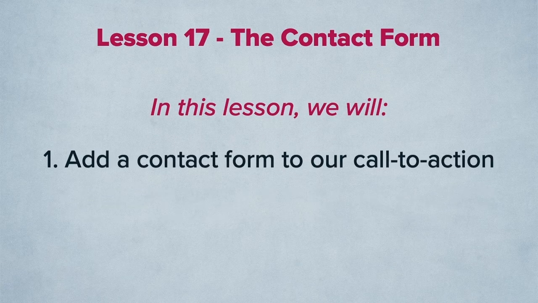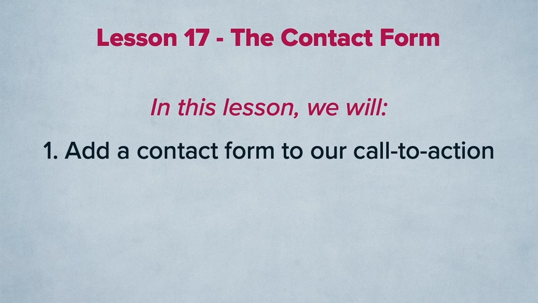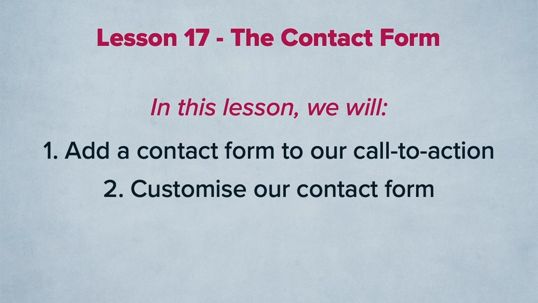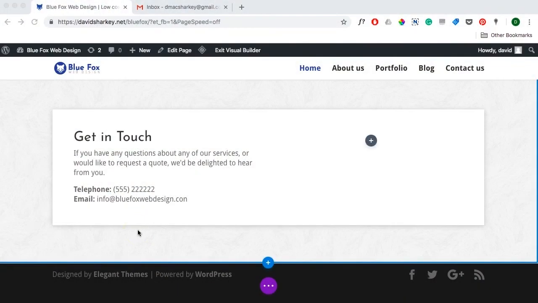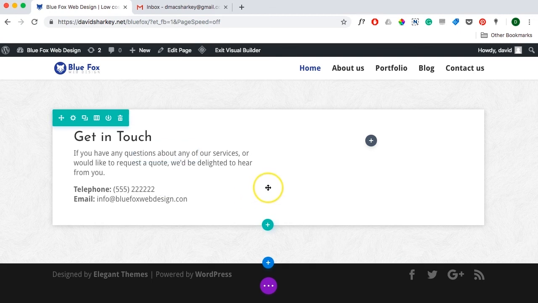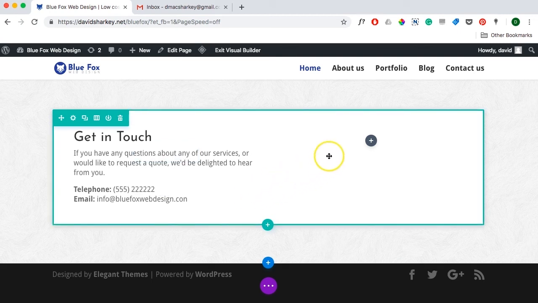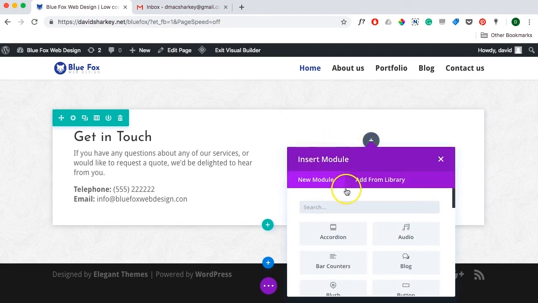Hello and welcome back. In this lesson, we will add a contact form to our call to action, customize our contact form, and we will test the form to ensure it's working. Okay, let's continue with our call to action section. So what we're going to do is to add a contact form into the right-hand column. So enable the visual builder if you haven't already, and on the right-hand column of our call to action row, select the Add New Module button.